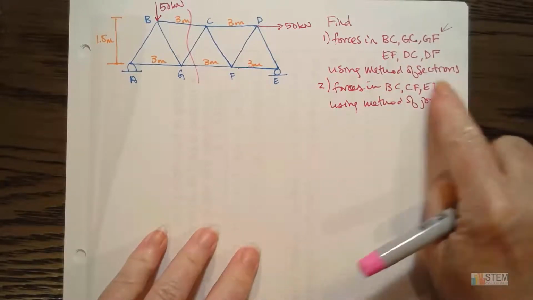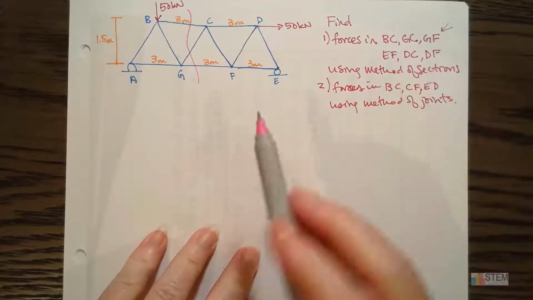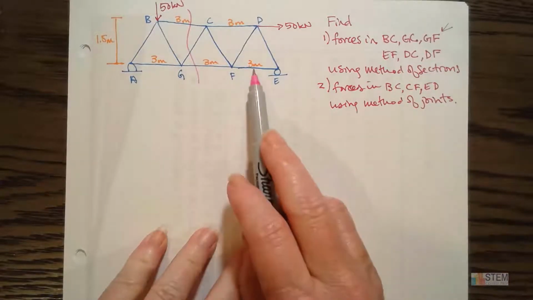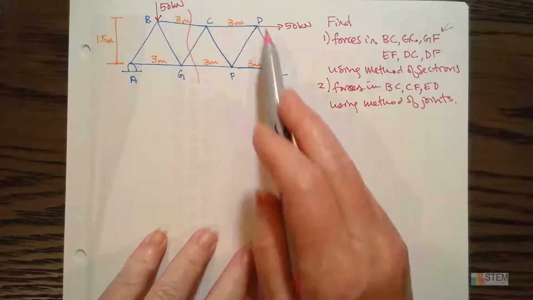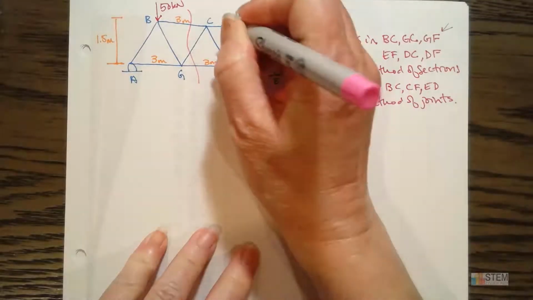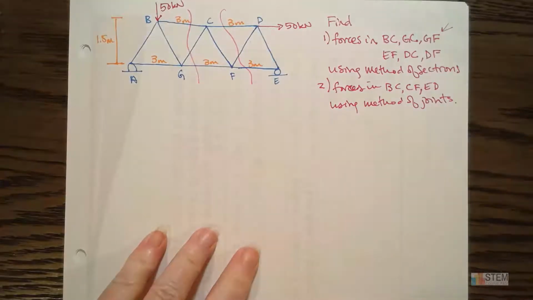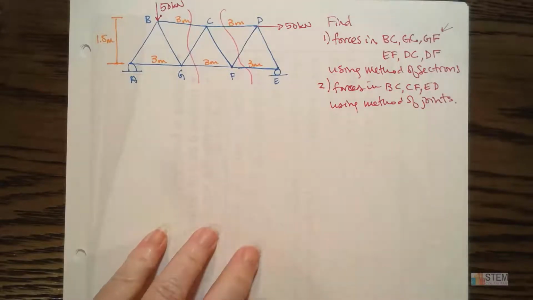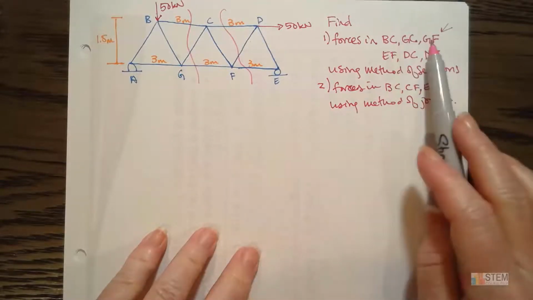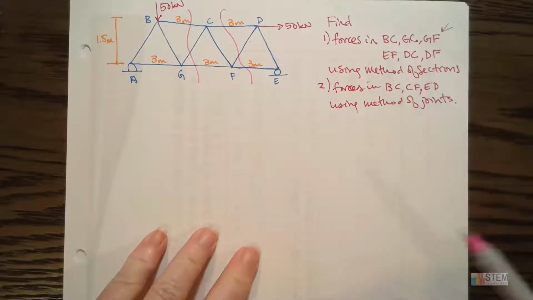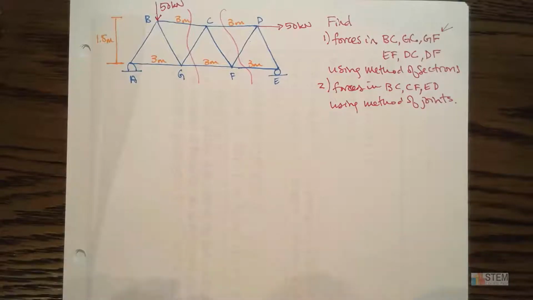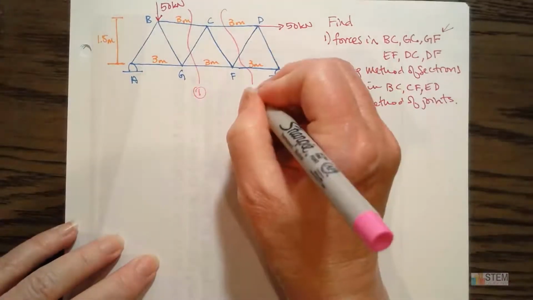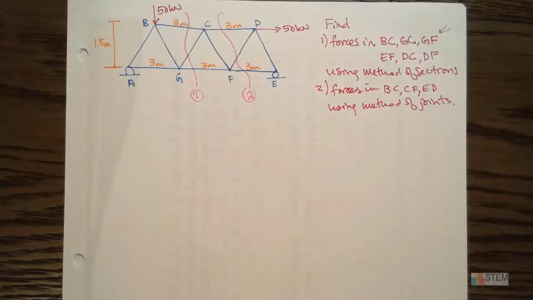So for this one, let's look. We got EF, DC, and DF. Here is EF, here's DC, here's DF. If I draw a line right there, that cuts through those three unknowns. So if I do a diagram for each one of these sections, I will be able to solve for these six unknowns using those two diagrams. So that's where we're going to draw our sections. Let's label this as 1, this is 2.